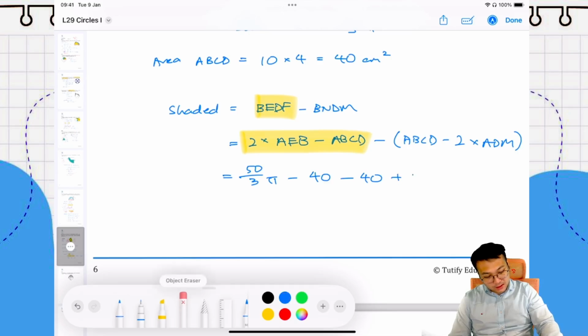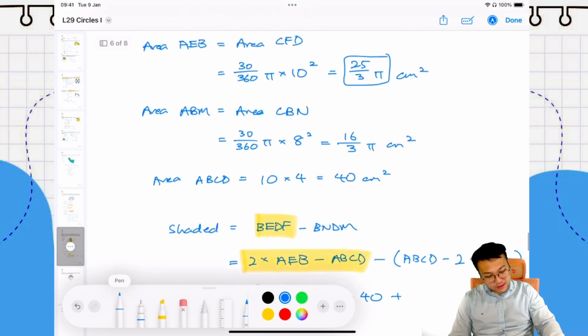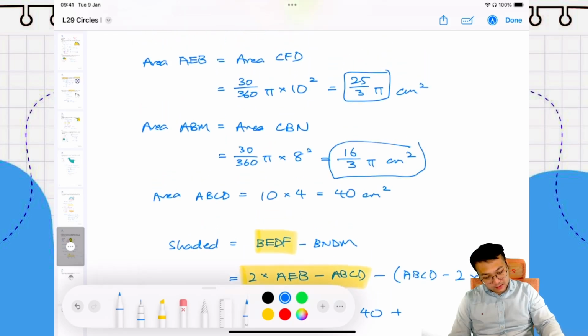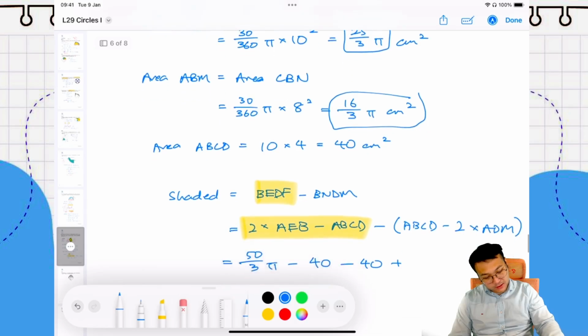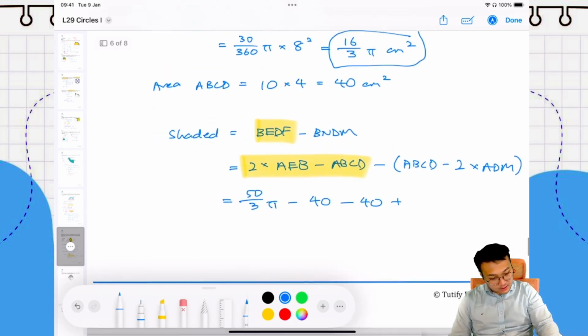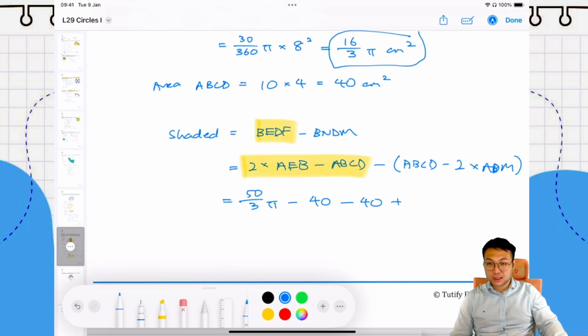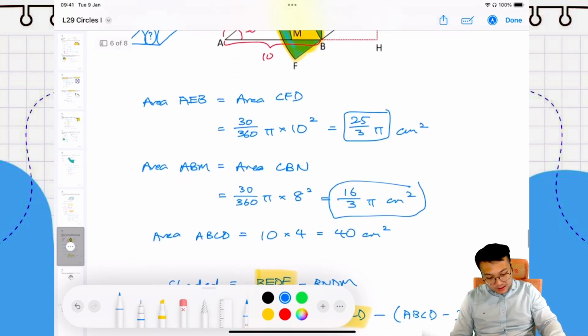2 times ADM. What is ADM? We just found it. It's right here. This is ADM. Sorry, ABM. I should write ABM, not ADM. Oh, no, it's D. Look at the diagram. ADM. Yes, it's ADM. Okay, I should write D. ADM here. ADM equals CBN.